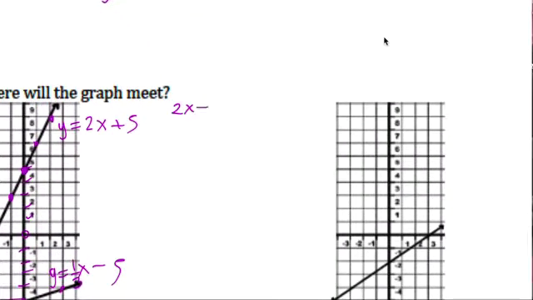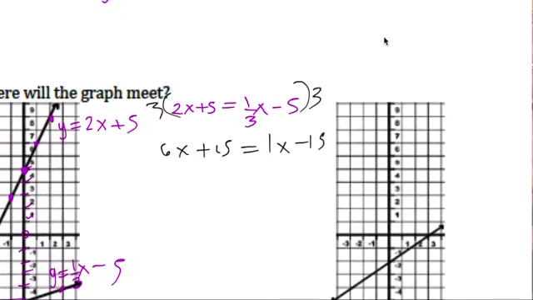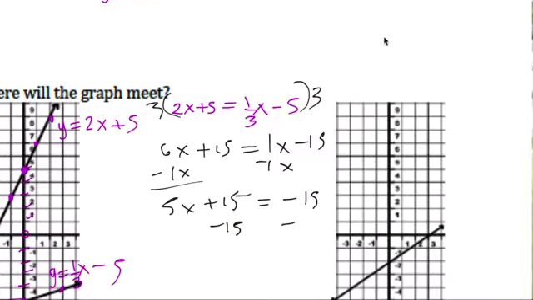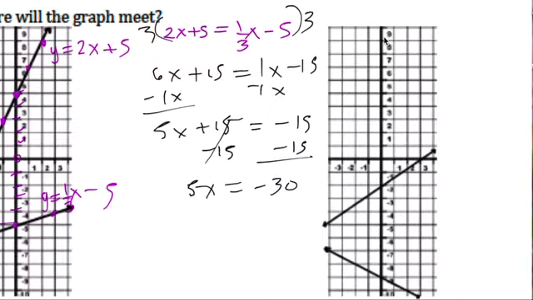Substitution, 2x plus 5 equals 1 over 3x minus 5. Multiply it all by 3. I get 6x plus 15 equals 1x minus 15. Subtract 1x, 5x plus 15 equals negative 15 minus 15. 5x equals negative 30. Divide.